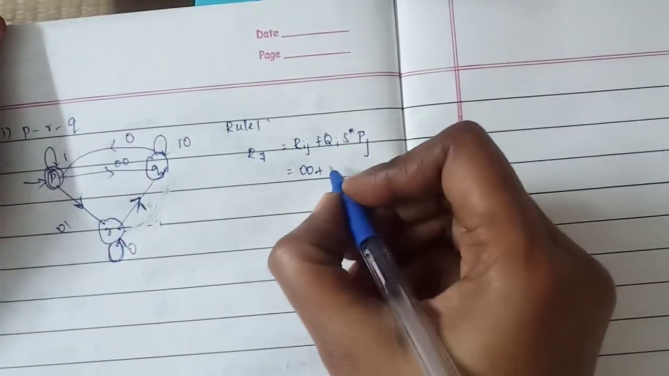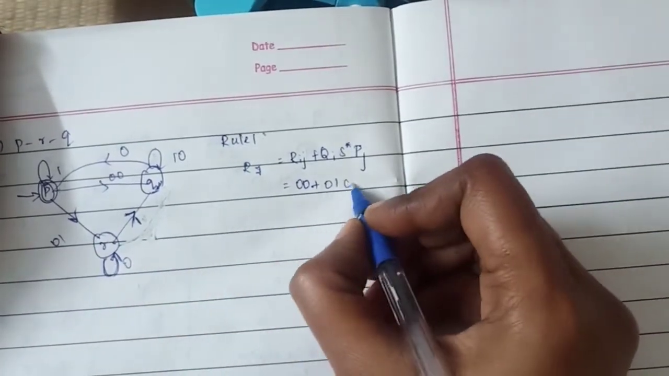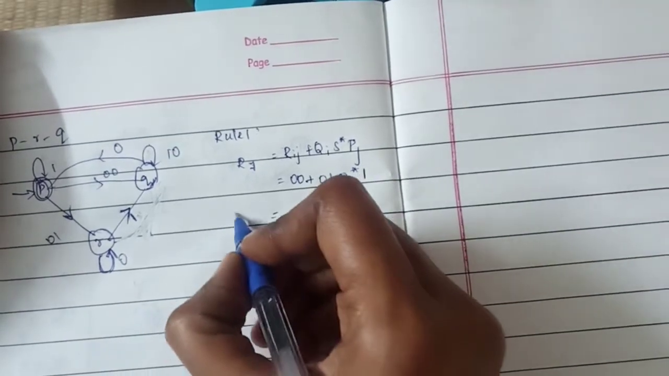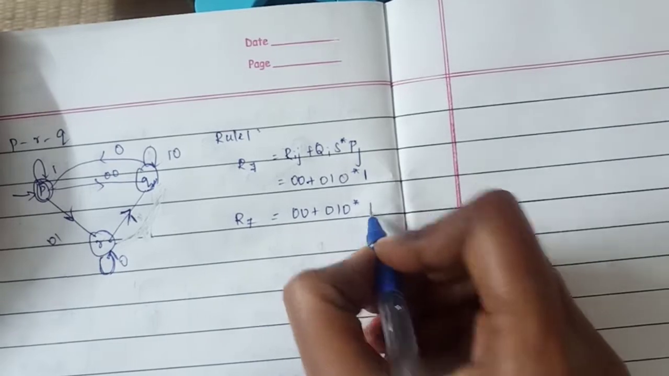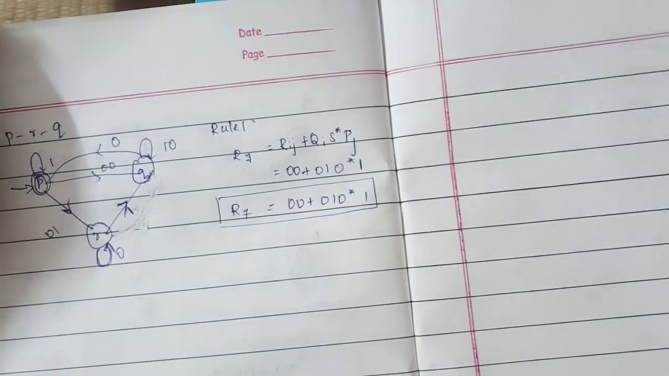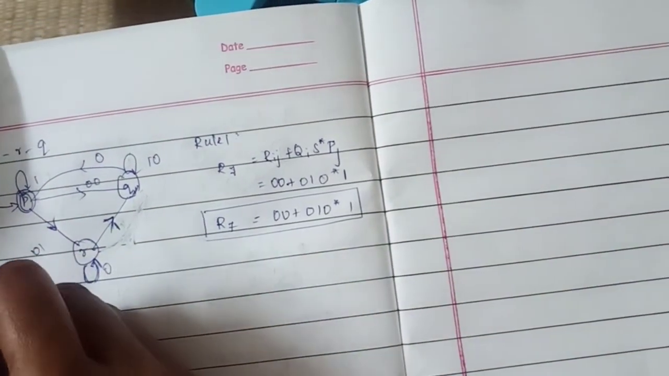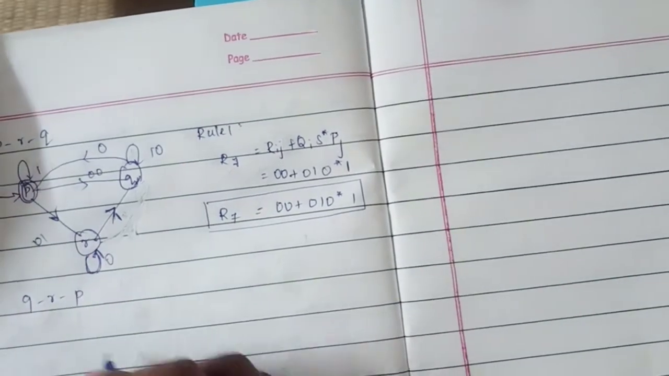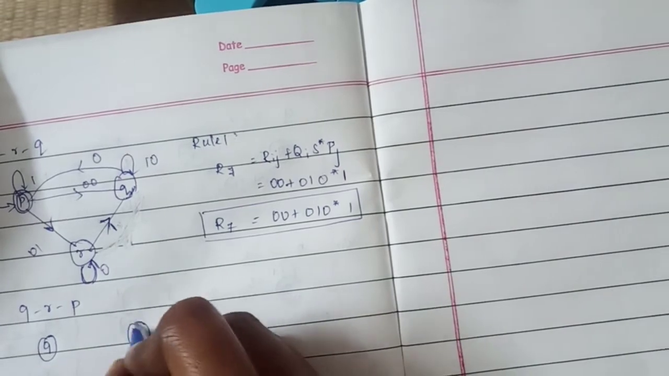Zero zero plus Qi, this is 0 1, S closure is 0 and Pj is 1, right? So when you have this 1 0 0 plus 0 1 0 closure 1, this is my R7. So after this we'll have this one QRP. So we have to find QRP. So Q, R and P, right?